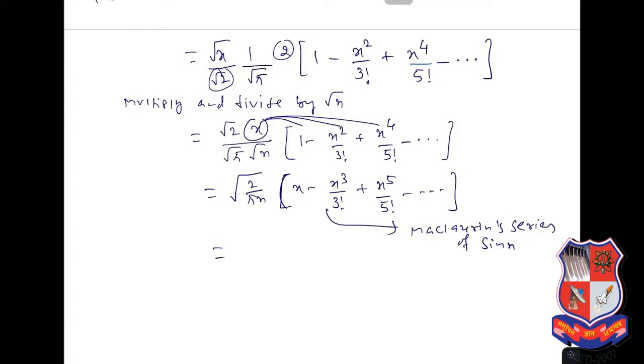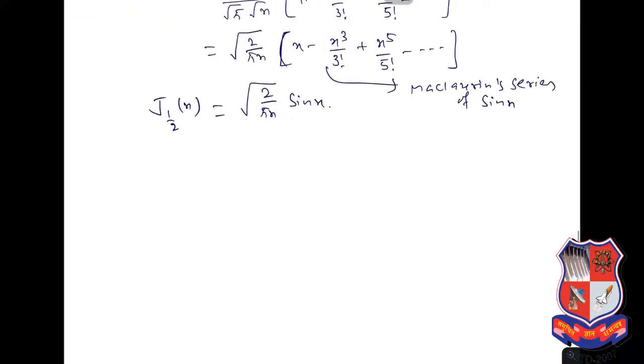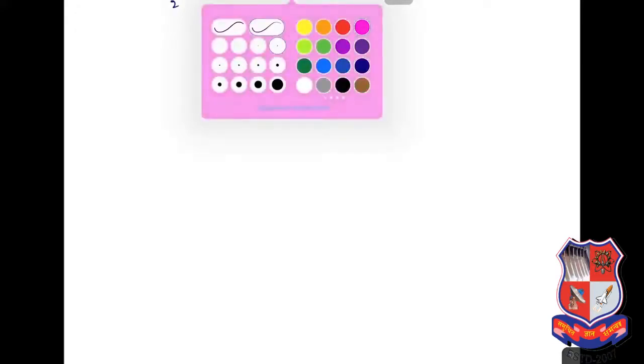So j 1 by 2 x equal to root 2 upon pi x sin x. So that is the answer. Now you can have j minus half x is root 2 over pi x cosine x. So that you can try.